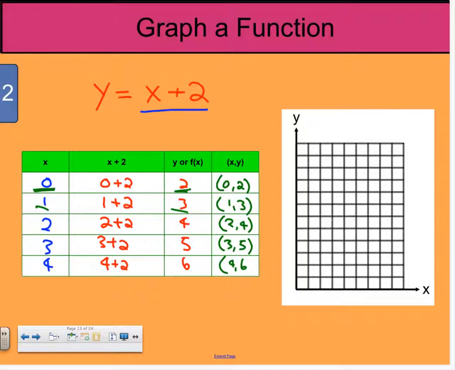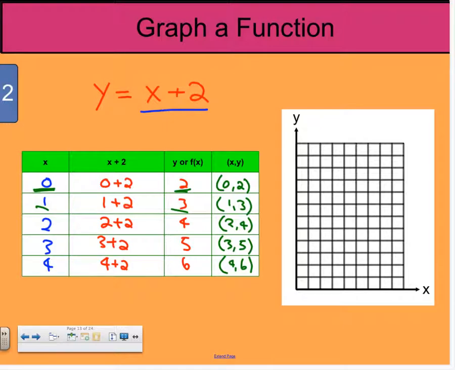Now all I have to do is to take these coordinate pairs and plot them. Okay? So I have the point 0, 2. Since I don't have a scale on here, anytime you're given a graph without a scale, what are you just going to assume? Yeah, you assume 1s. That's right, Nick. Every line would be worth 1.